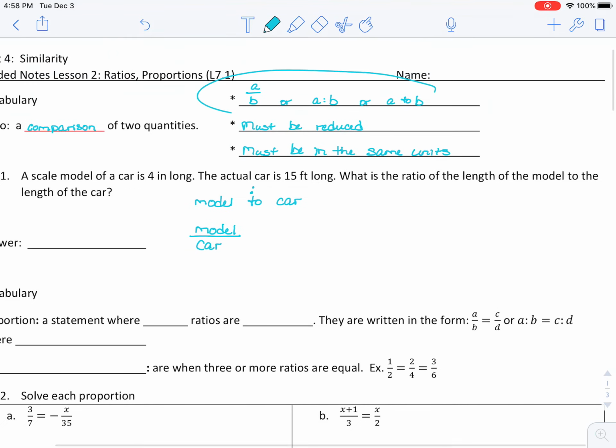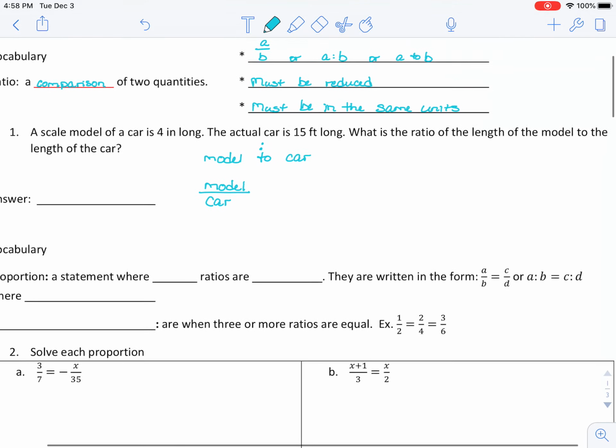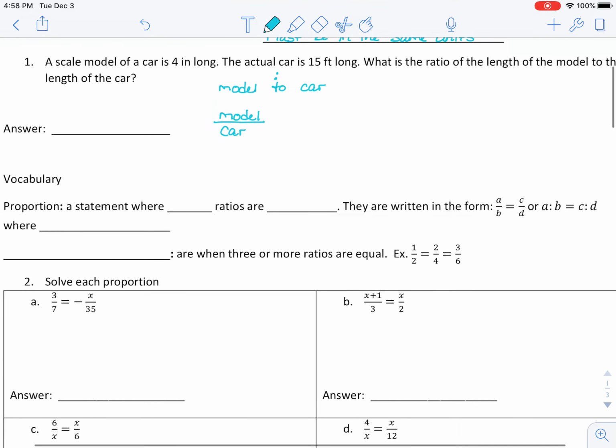So this is me just addressing this part here where you can set it up any old way, as long as the order matters. I can't put car over model here. So it tells me that the model is 4 inches long. It tells me that the car is 15 feet long. If you just put the numbers in that fraction, 4 to 15, you're going to think, oh, awesome, that doesn't reduce. I'm done with the problem. But that's not the case.